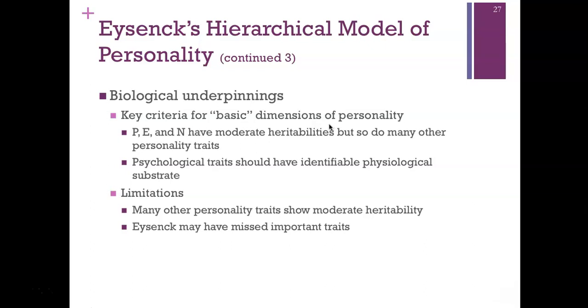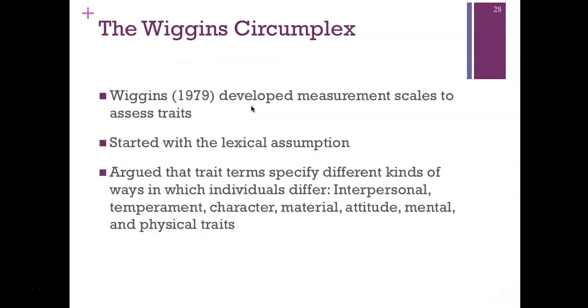Psychological traits also should have identifiable psychological traits. He said that if you're going to come up with a theory of personality, things should be organized in a way that makes sense, right? This idea of identifiable psychological traits. It shouldn't just be willy-nilly like some of Freud's personality theories. Of course, some of the limitations to Eysenck's model are that many other personality traits show heritability, as I said, and he actually might have missed some important traits that the Big Five picked up on, which we'll get to in a second here.